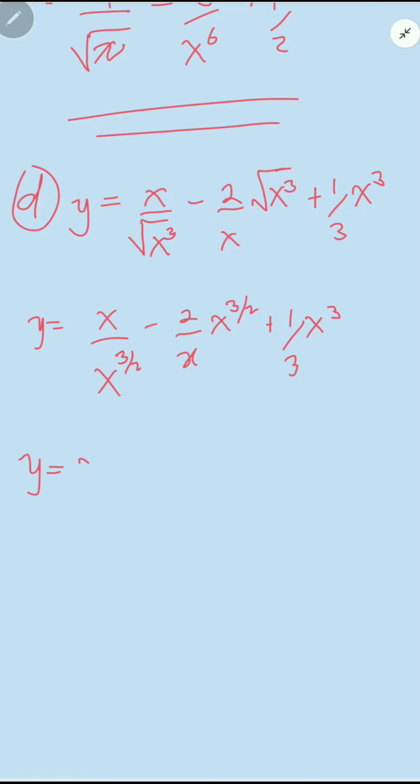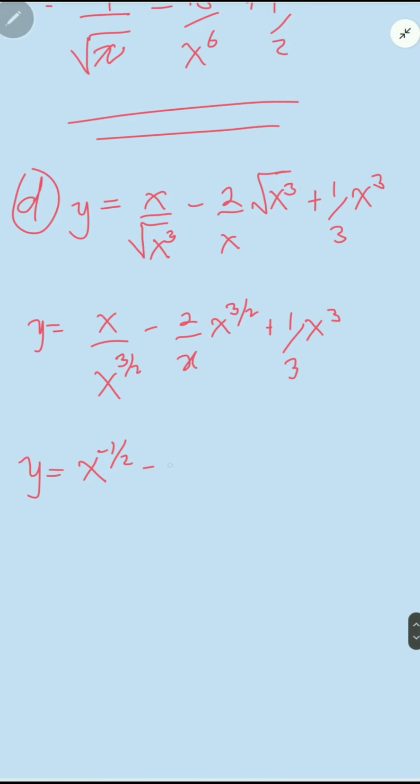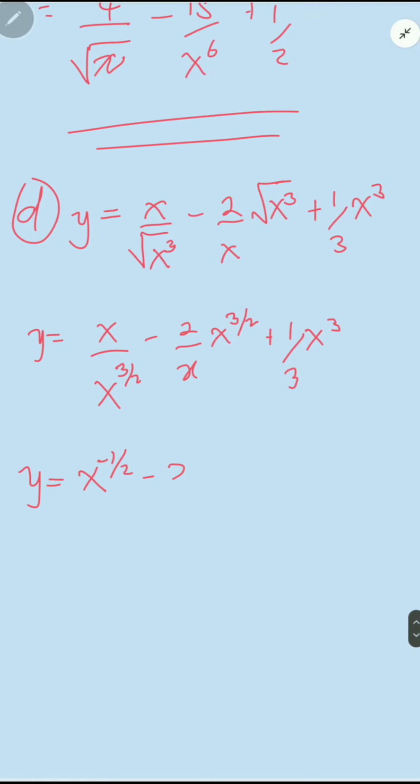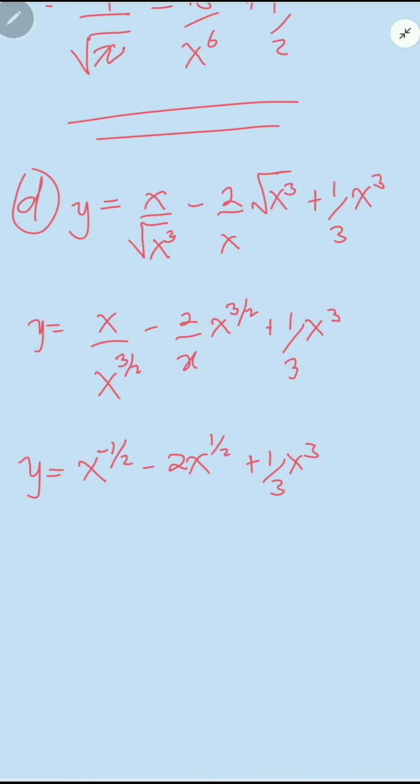So when we apply indices, evaluating this one will give us, so we have y, which is equal to, so this one just gives us x to the power negative half, like that. Then minus this one will give us, since these are some bases, we're going to just have 2 x to the power half plus 1 over 3. This one we drop the way it is for now.